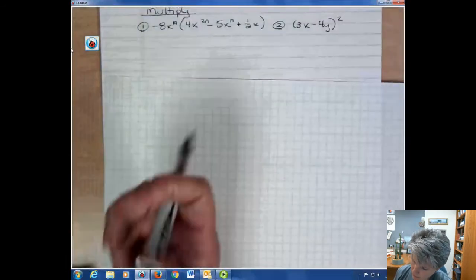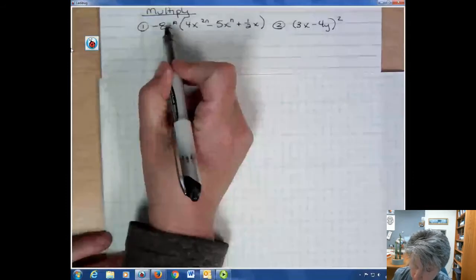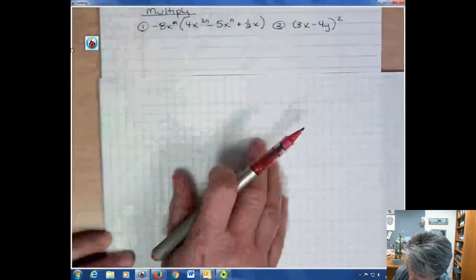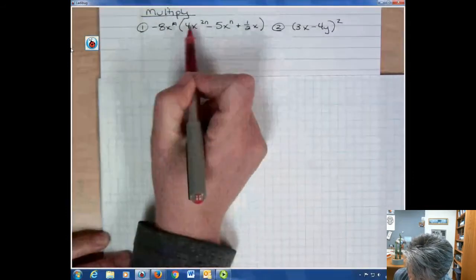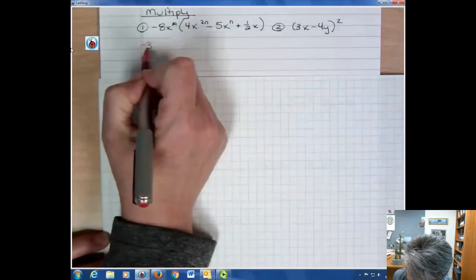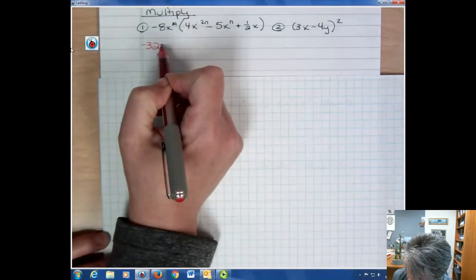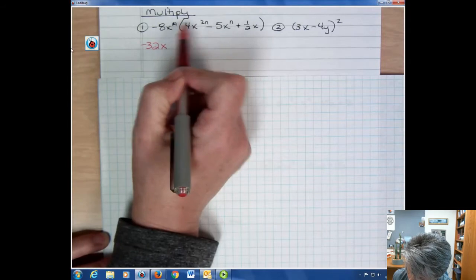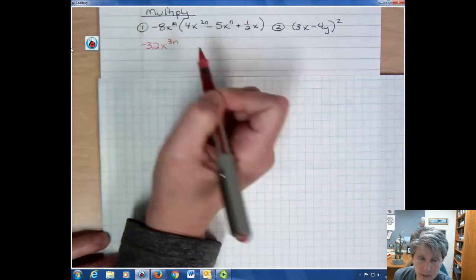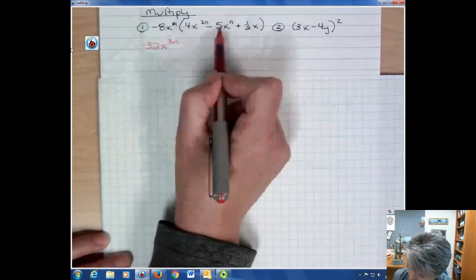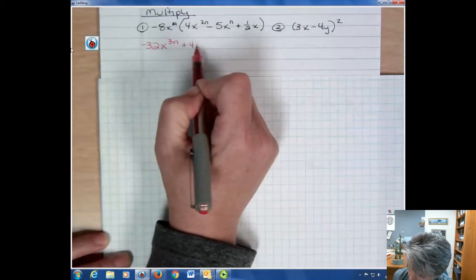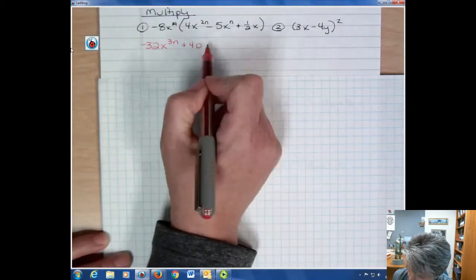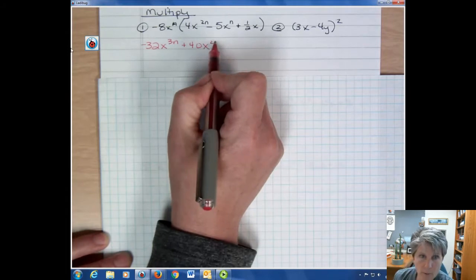If you're multiplying something like this, you're just distributing. This is a distributing problem. Negative 8 times positive 4 is negative 32. We have the same base, and we're going to add the powers. n plus 2n is 3n. And the second one, negative 8 times negative 5 is positive 40. We're going to add n plus n and get 2n for our power.